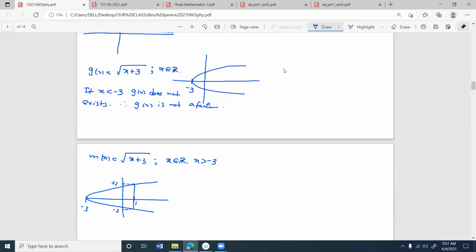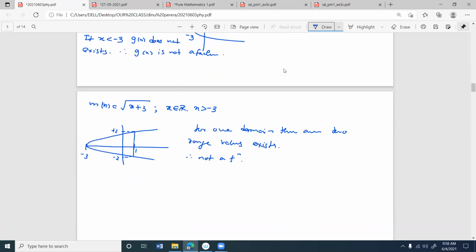Is this a possible situation for a function or not? It's not possible. So you can say for one domain value, there are two range values. Therefore, it's not a function, right? Okay, then let's go ahead with this.